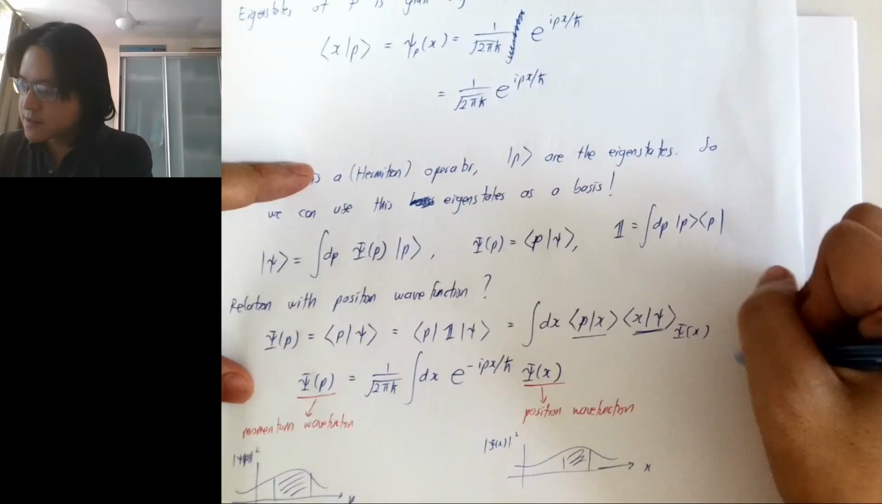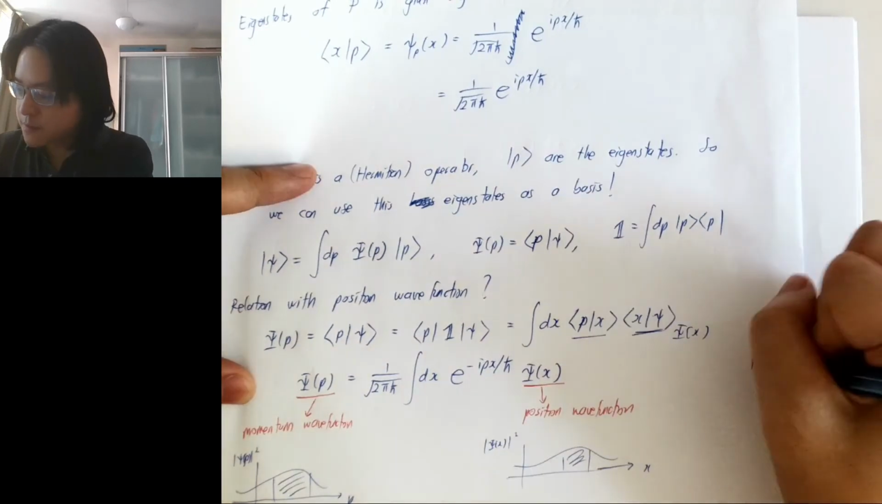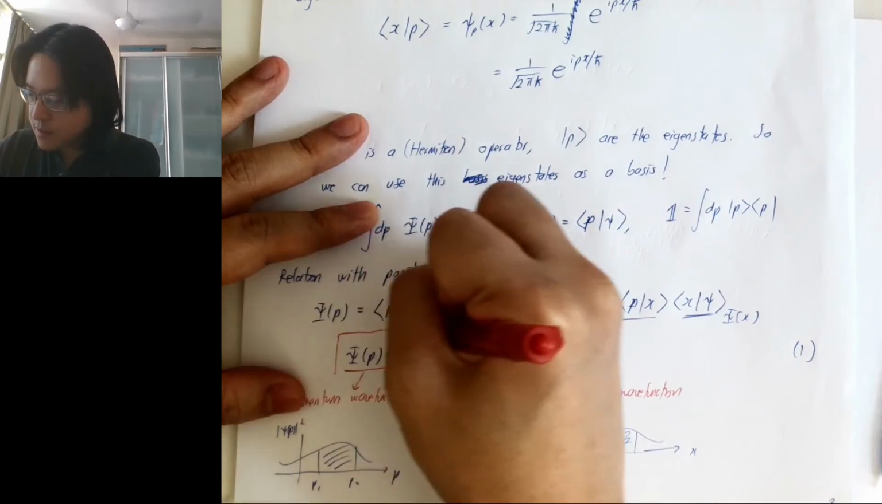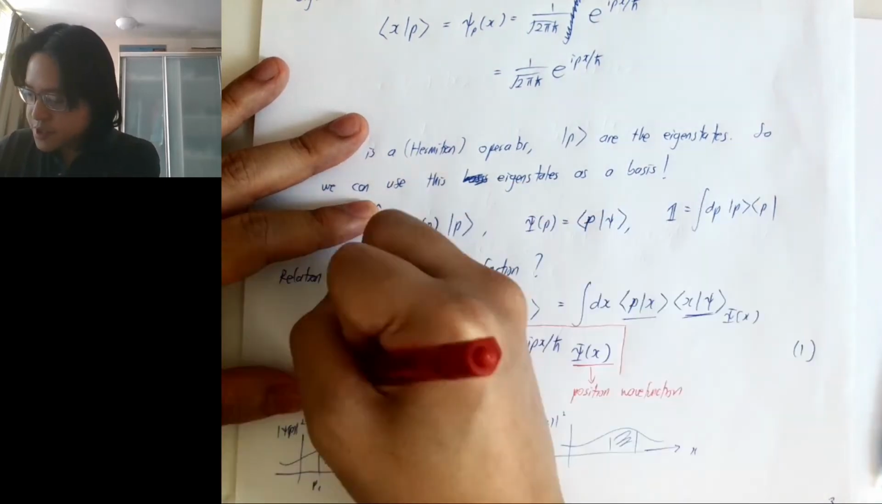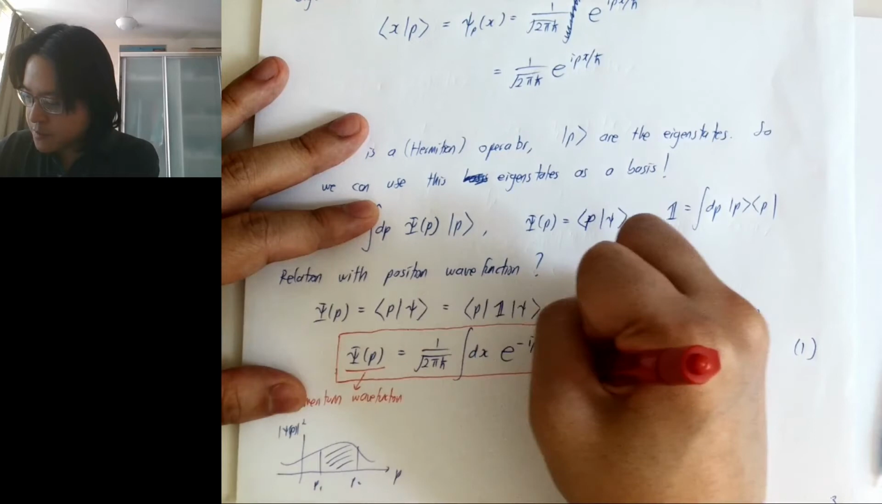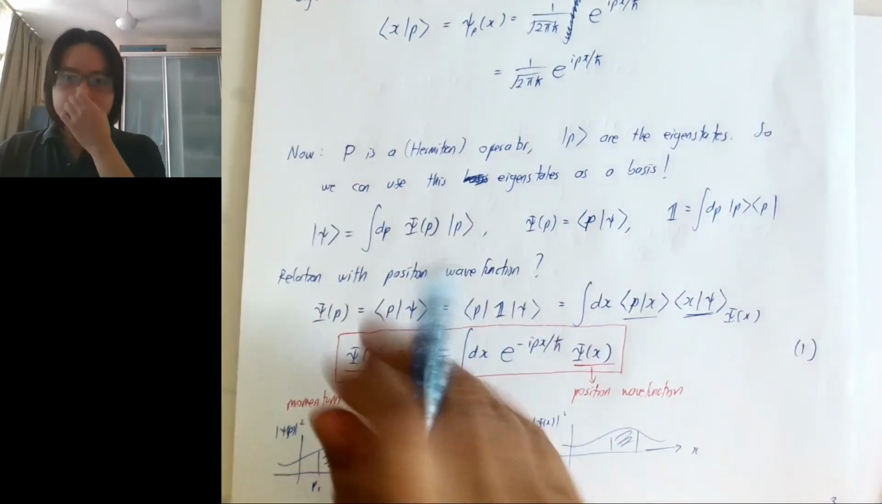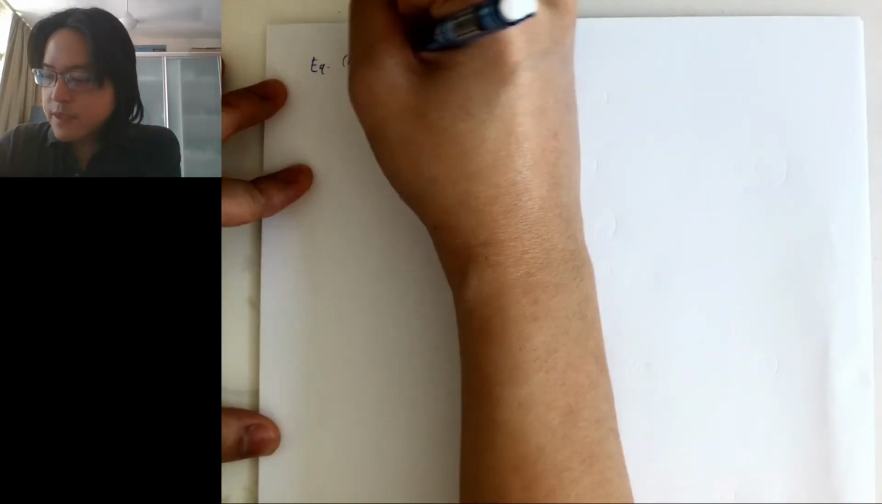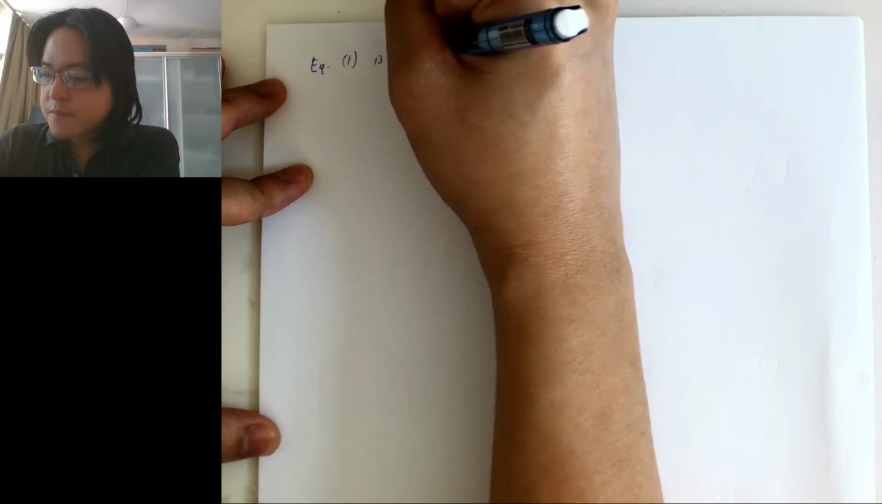Okay, why do I say that this is a Fourier transform, right? So let me call this equation 1. This is a relation between the position wave function and the momentum wave function. Okay, so equation 1 is an equation for a Fourier transform.